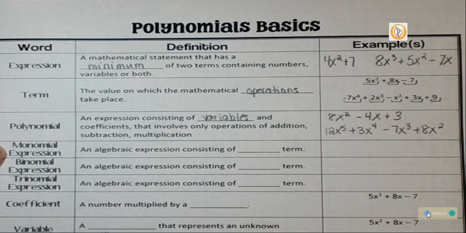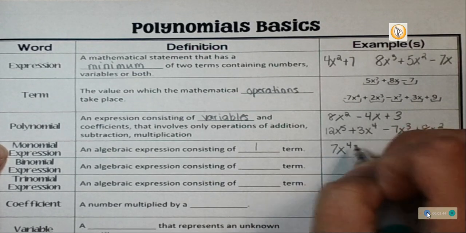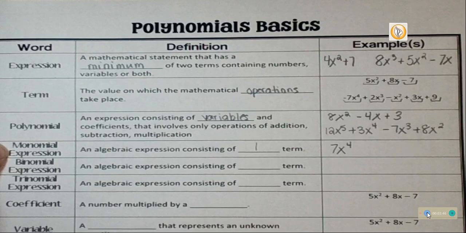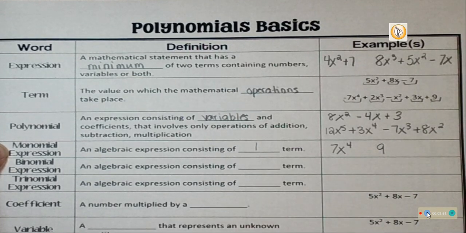How many terms does a monomial have? Mono is 1. So one term might be 7x to the 4th. That's one term. Technically, if you just put 9, that's a monomial. It's just one term. Okay?